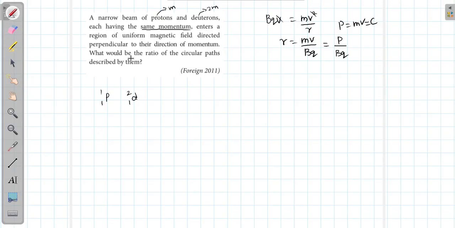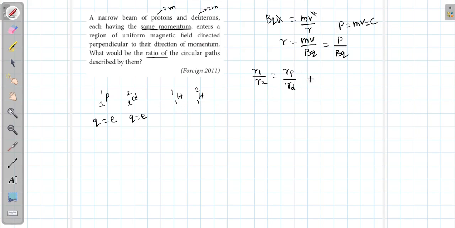But we need to go for the ratio of the circular paths. Ratio of the circular paths means R1 divided by R2, otherwise R proton divided by R neutron. Now one more thing we should understand is the charge. Charge Q of each particle: for proton the charge is E, neutron also has charge E. There is no change because neutron has the same atomic number. Proton is 1H1, neutron 1H2. It is an isotope. There is no change in the charge.